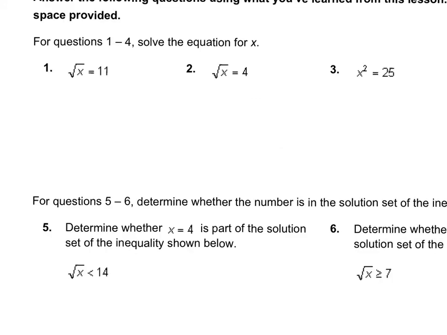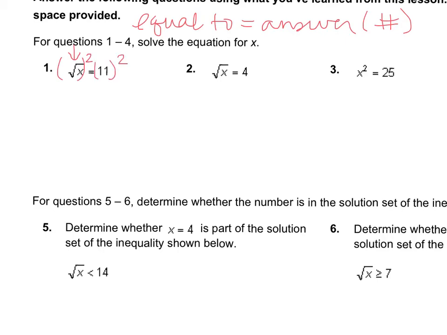So moving on to the checkup. Number 1, we actually have to solve these. If they're equal to, you need to solve, you need to get an answer. So if it's just equal to, you want an answer, and that answer needs to be an actual number. So if you have the square root, to get rid of that, you're going to square both sides. And the square and the square root always cancel each other out, and we're left with x equals 11 times 11 is 121.